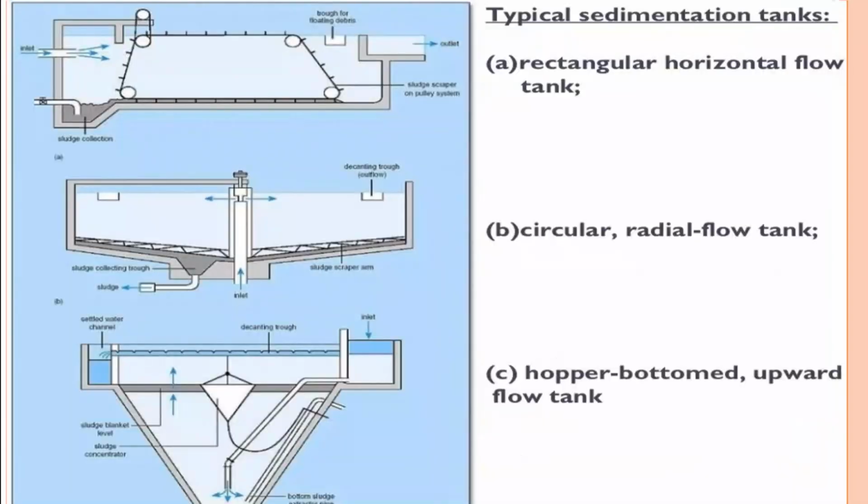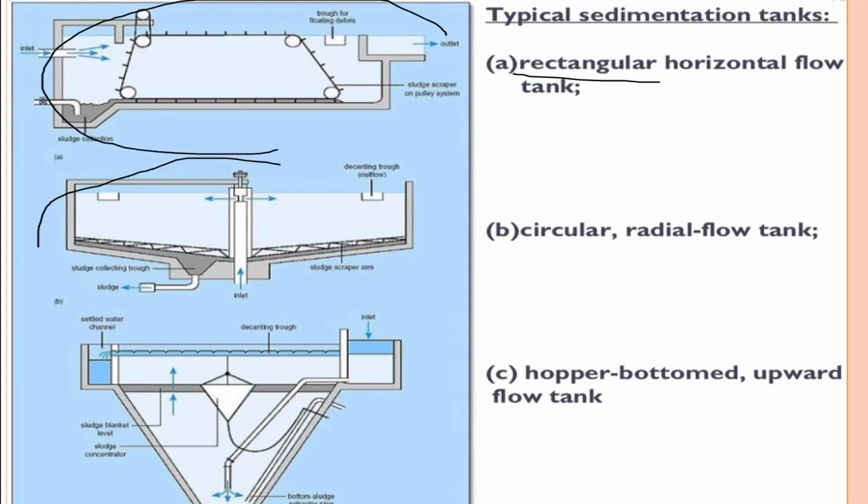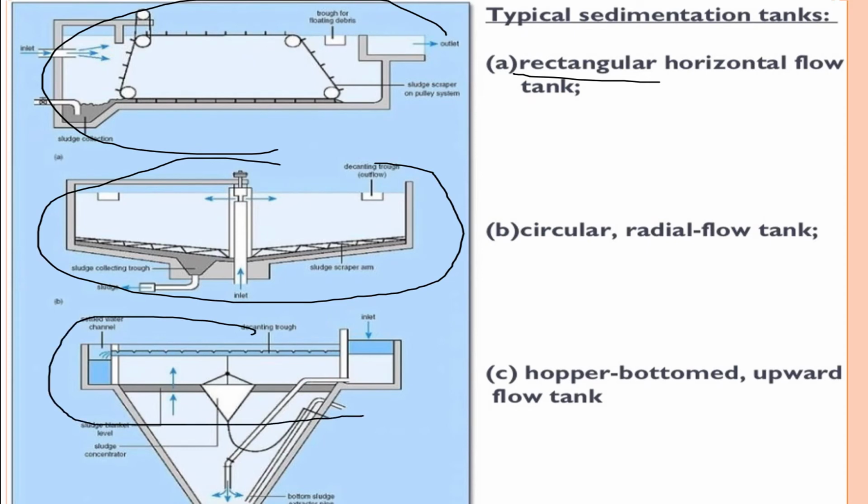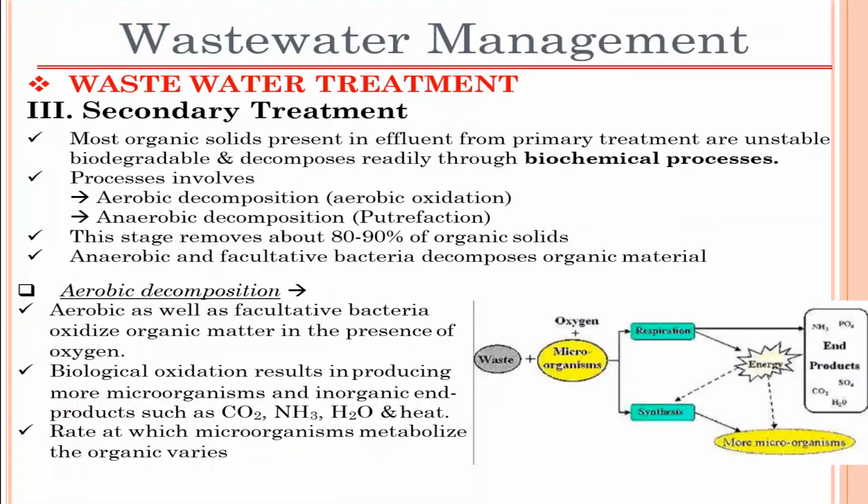Alright, so these are some types of sedimentation tanks. So this is the rectangular one, this is a circular one with a big diameter, this is a hopper bottomed upward tank. So these are three types of sedimentation tanks.